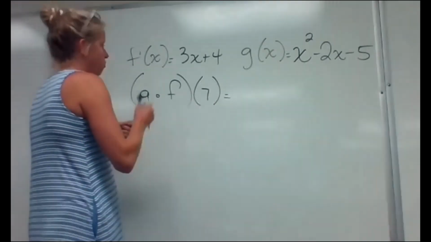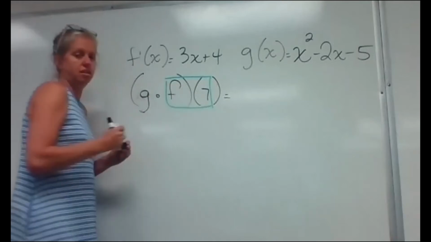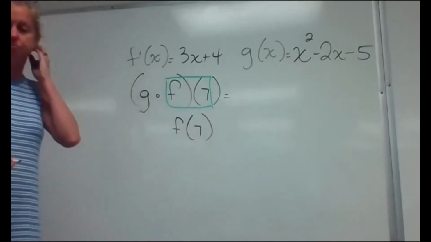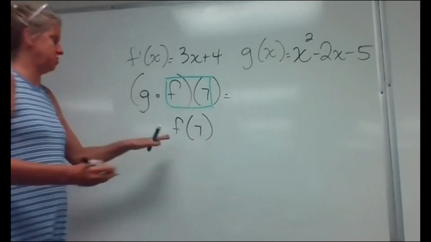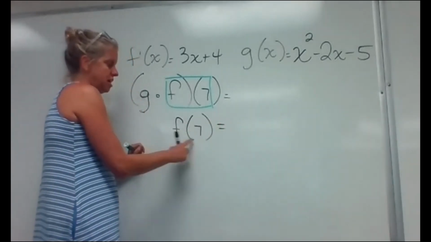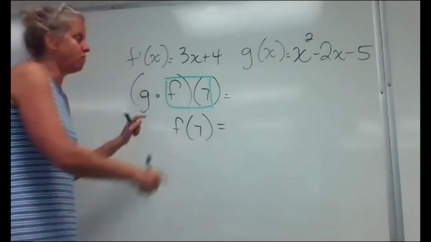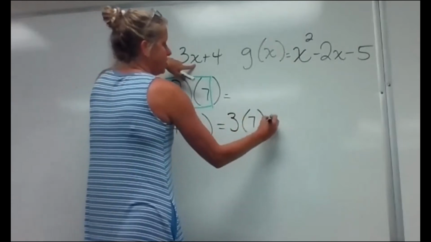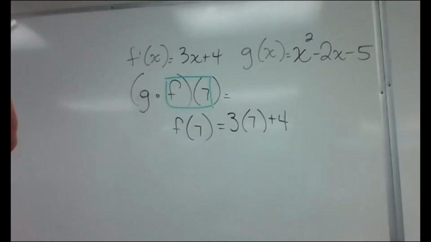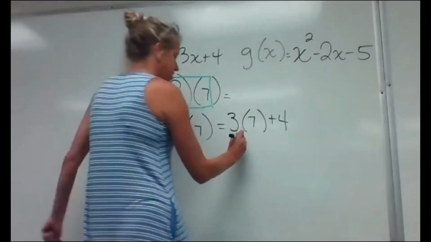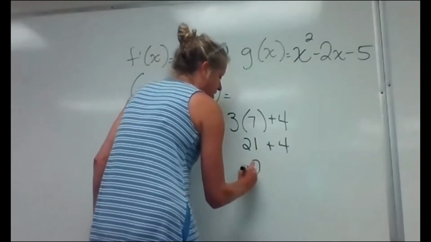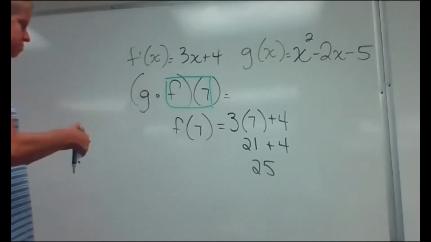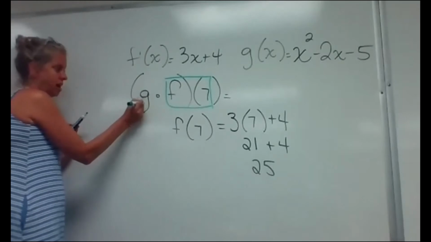So, again, whatever is in this position is what you're starting with. So I'm just going to bring that down and find f of 7, which tells me to go to my f function and replace its x with a 7. So if I do that, f function, replace the x with a 7, I'll have 3 times 7 plus 4. 3 times 7 gives me 21. Bring down my plus 4 to get 25.